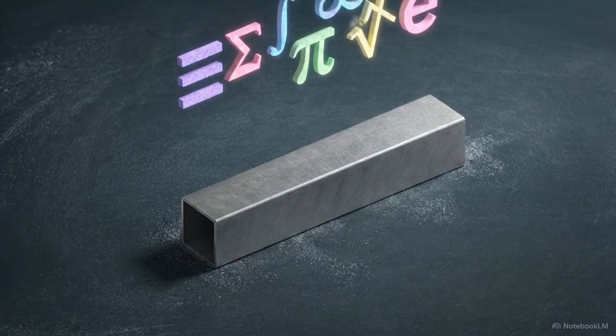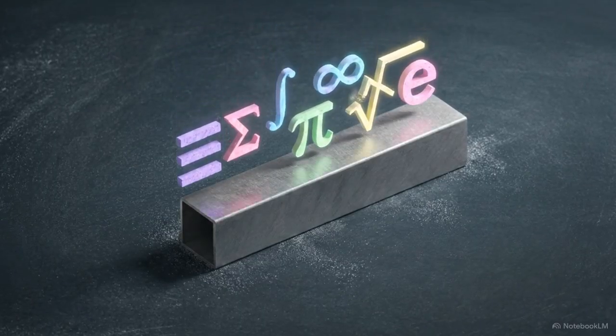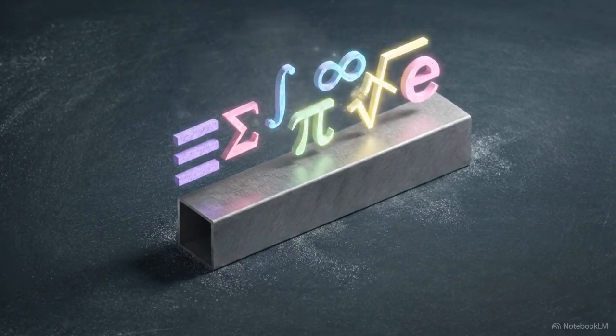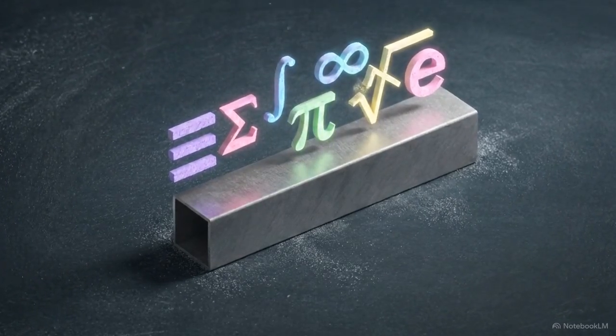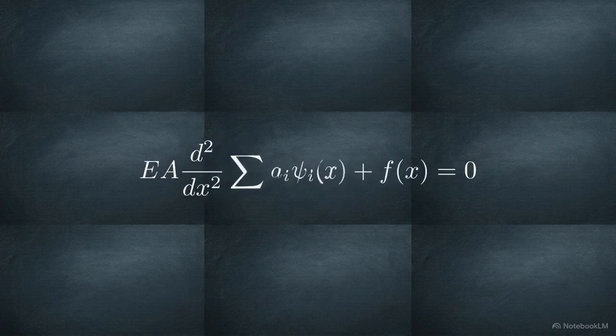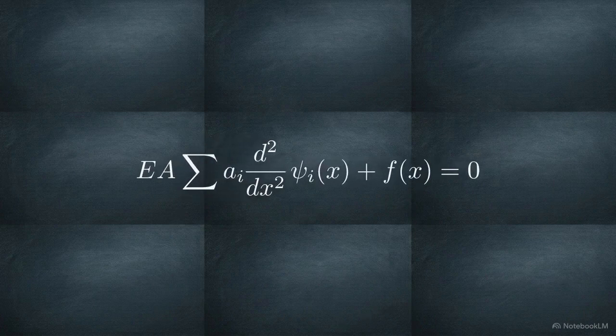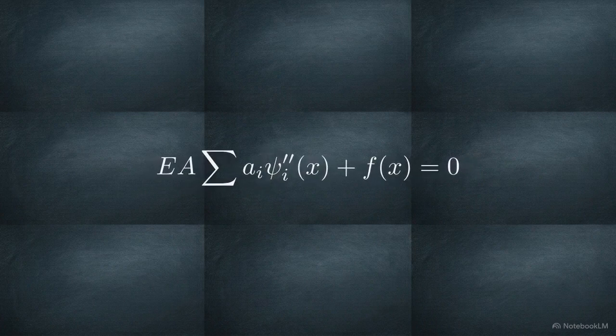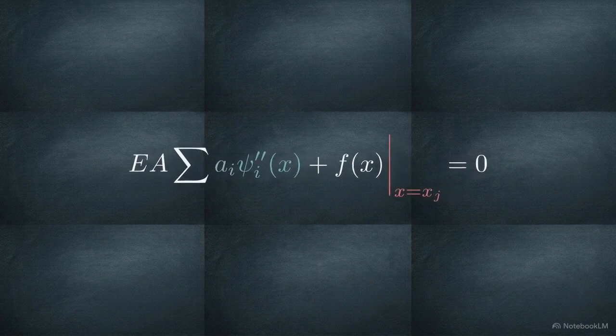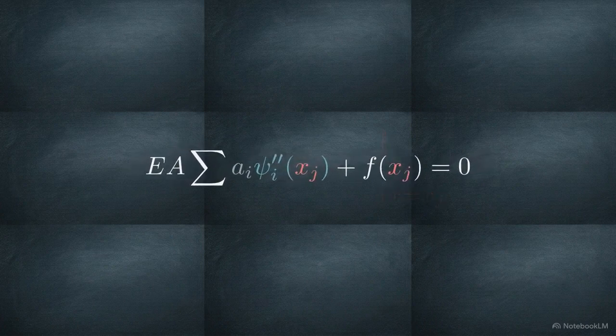Now we combine these pieces by substituting our admissible trial function summation directly into the governing equation of the 1D bar. As we assemble the equation, the material constant EA and the derivative operator pass cleanly inside the summation symbol. Notice that the derivative acts exclusively on our chosen known trial functions, psi i. The unknown coefficients, ai, remain completely untouched. Next, we apply the collocation principle. We evaluate this entire continuous summation precisely at one of our chosen internal points, xj.